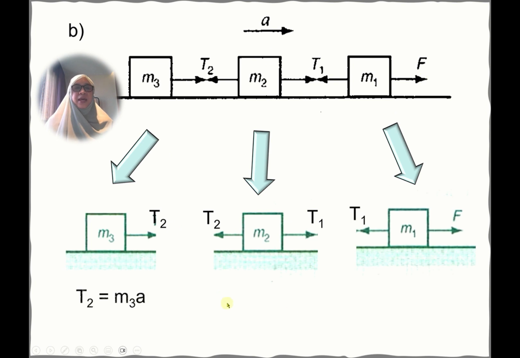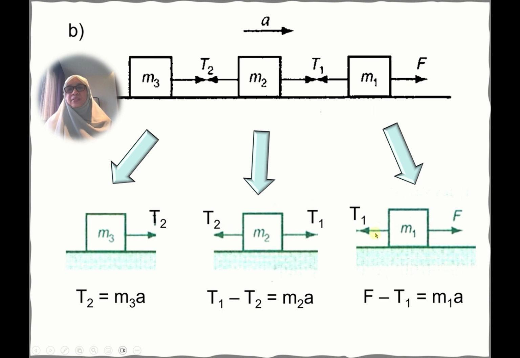So using F equals MA, T2 will be positive because it follows the A direction. So T2 equals M3A. For this one, T1 is positive, so T1 minus T2 equals M2A. And for the third body, M1, F minus T1 equals M1A.